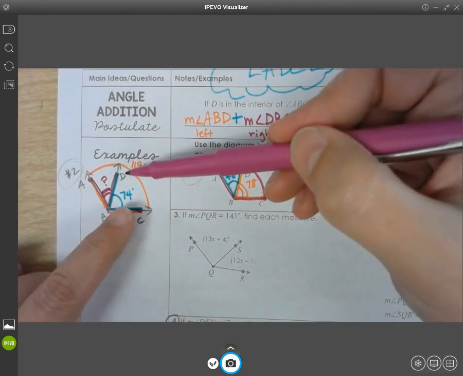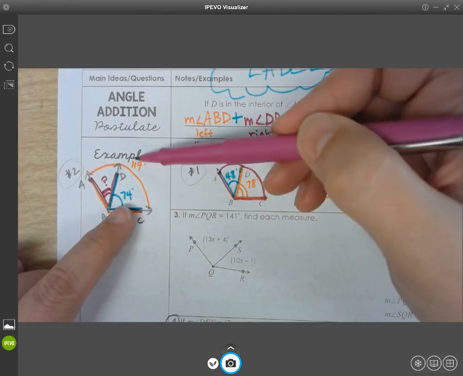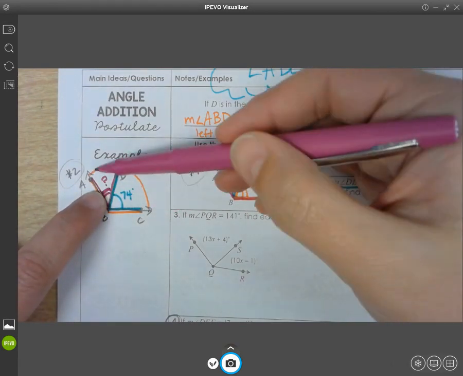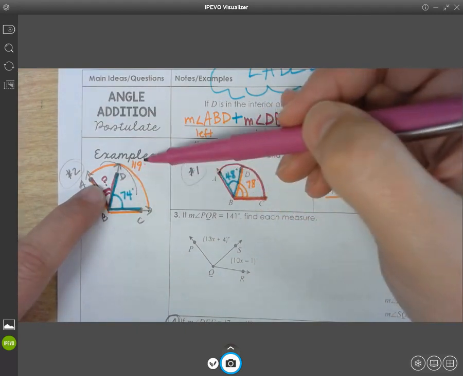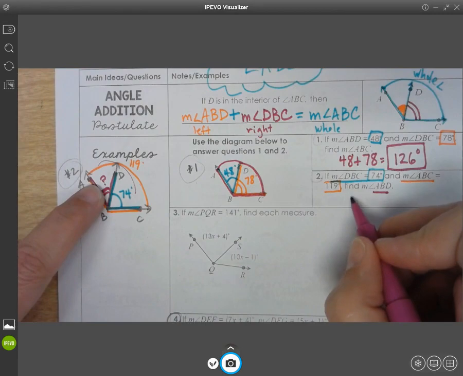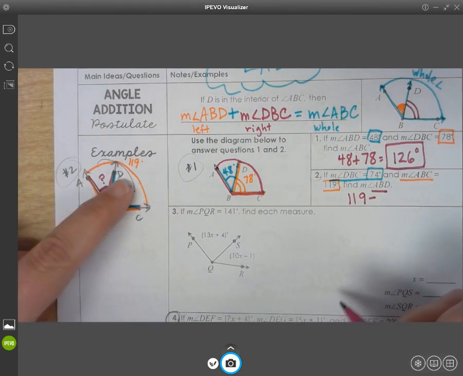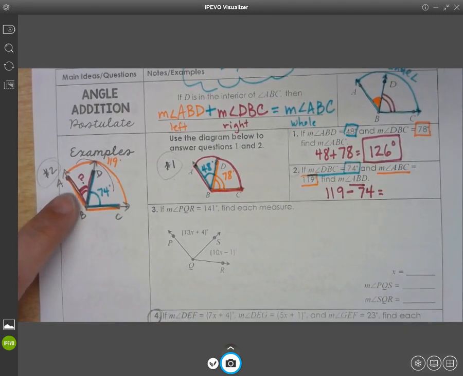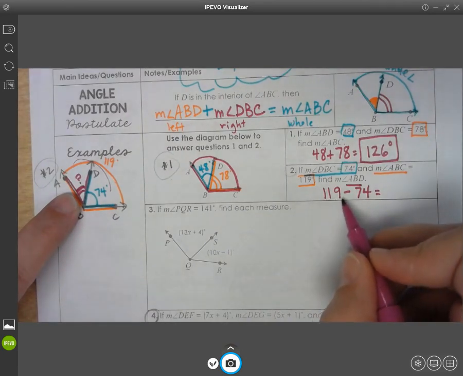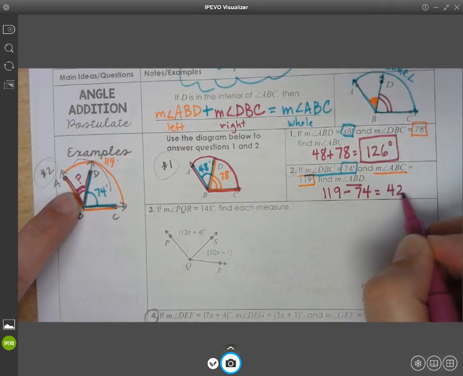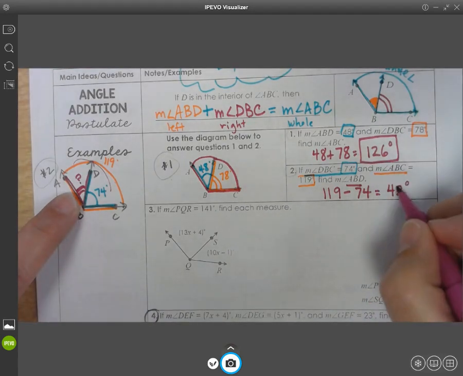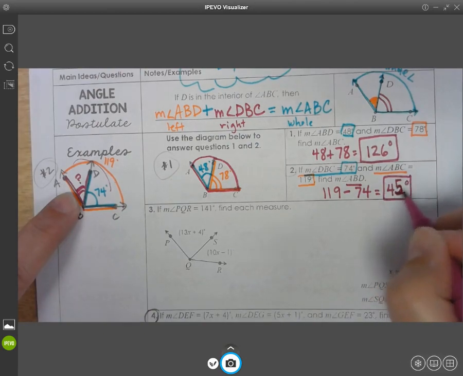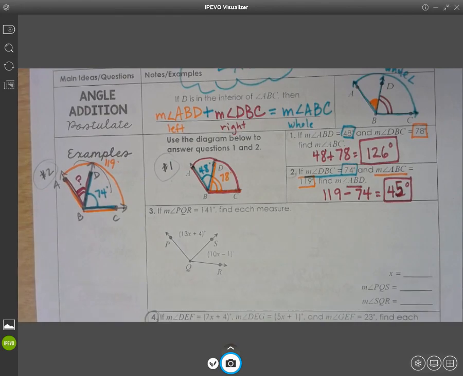Okay. So do I want to add these two together? Are these the two little pieces? No, we're trying to find a little piece. So this 119 is the whole thing. So these two little pieces need to add up to make 119. So if I already got 119, and part of that 119 we already know is 74, then whatever's left will be our missing angle. So 119 minus 74 is 45 degrees. Yeah, 45. Cool.